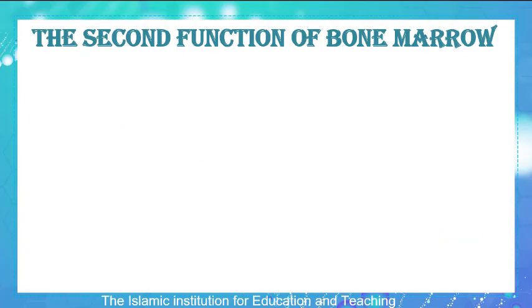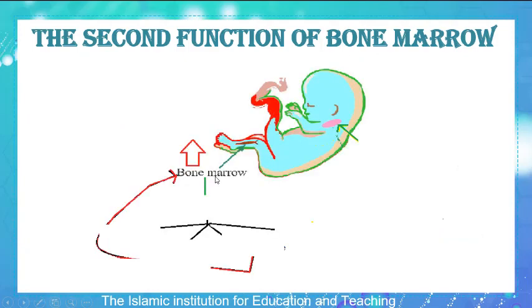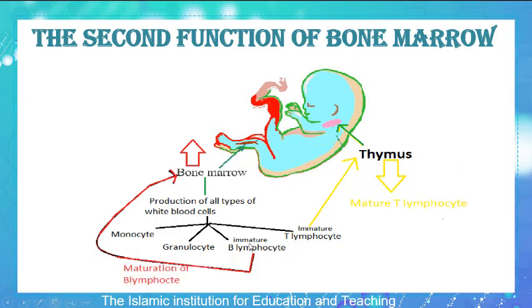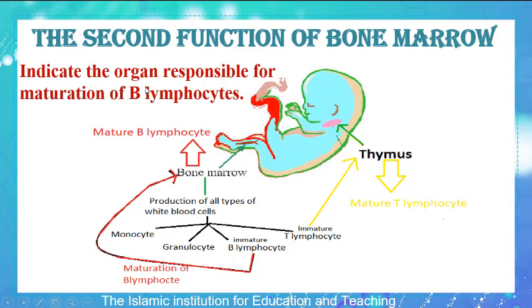Let's find out what's the second function of bone marrow. Bone marrow is responsible for the production of all types of white blood cells: monocyte, granulocyte, immature B lymphocytes, and immature T lymphocytes. The immature T lymphocytes will go to the thymus in order to undergo maturation and become mature T lymphocytes, while the immature B lymphocytes move to the bone marrow in order to undergo maturation. Then, indicate the organ responsible for maturation of B lymphocytes. Great! It's the bone marrow.